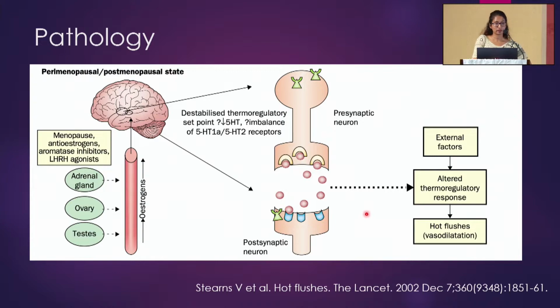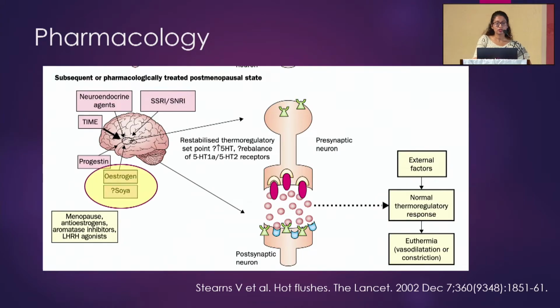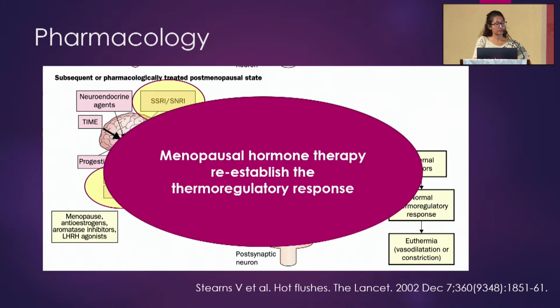There is more hyperthermic generating 5-HT2 receptors, and also there is less serotonin available in the synaptic cleft because of increased uptake. So if we treat these women with estrogen, what happens is we re-establish the receptor balance in the postsynaptic neuron. And if we treat these women with SSRI or SNRI, serotonin reuptake inhibitors, we re-establish the amount of serotonin in the synaptic cleft. So menopausal hormone therapy re-established the thermoregulatory response.